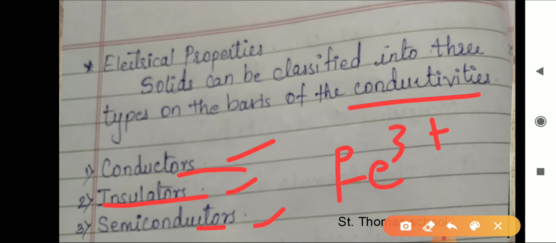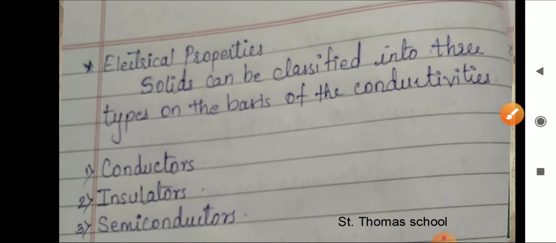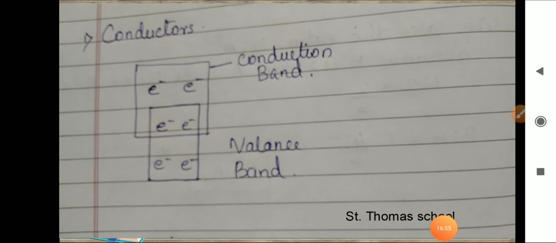Here the electron will lose. The outermost electron is in the valence shell. The outermost electron will be in a valence shell, or you can say as a valence band. See, here you can see the conductors, how it is. As I told you, the outermost electrons are seen in the valence band, right? Or in the valence shell. So this is your valence band.